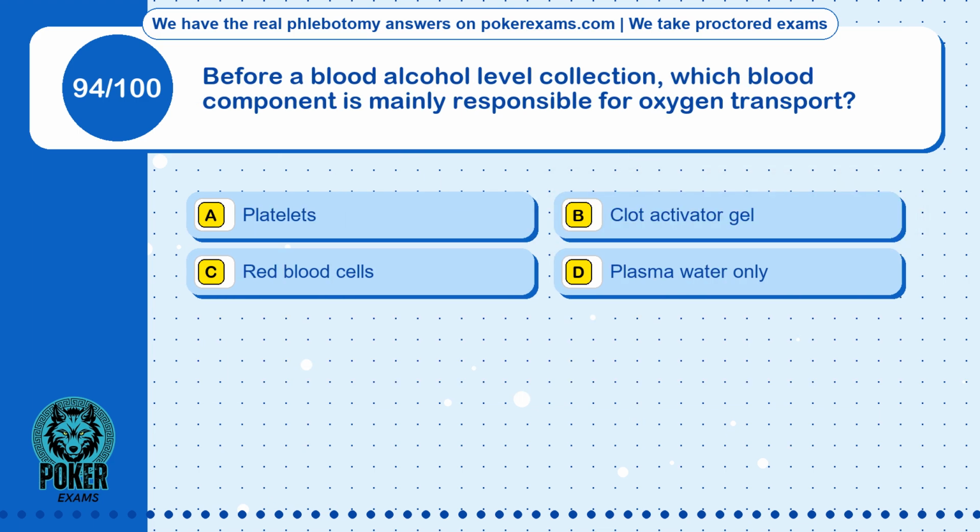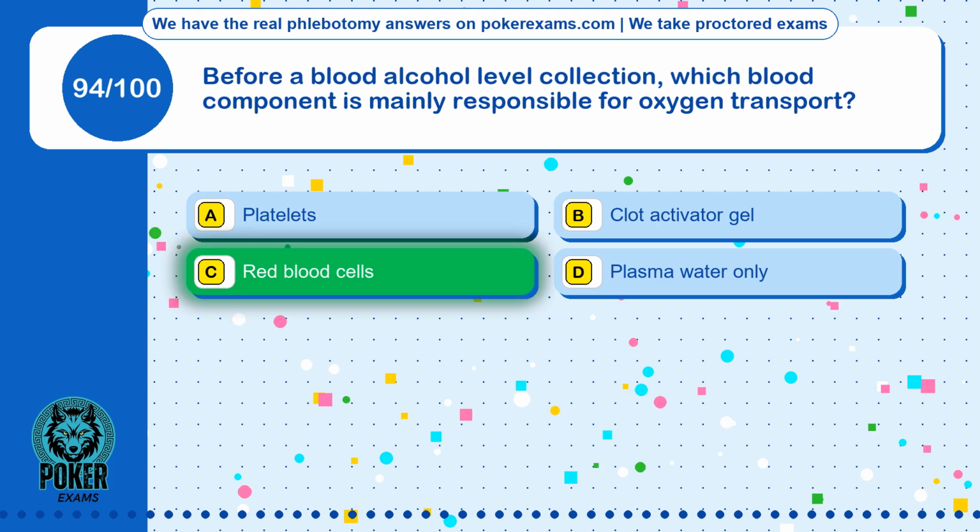Question 94. Before a blood alcohol level collection, which blood component is mainly responsible for oxygen transport? Option A, platelets. Option B, clot activator gel. Option C, red blood cells. Option D, plasma water only.